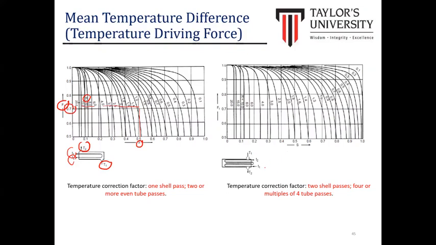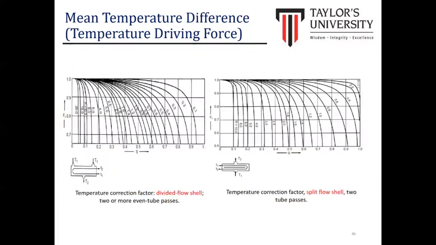Same goes for another design. If we have two shell passes, you can see here we have one and also another. This is the baffle, and we have another shell pass. So basically it gives us four or multiple tube passes. You can obtain another value of FT. This is based on the design of divided flow shell.